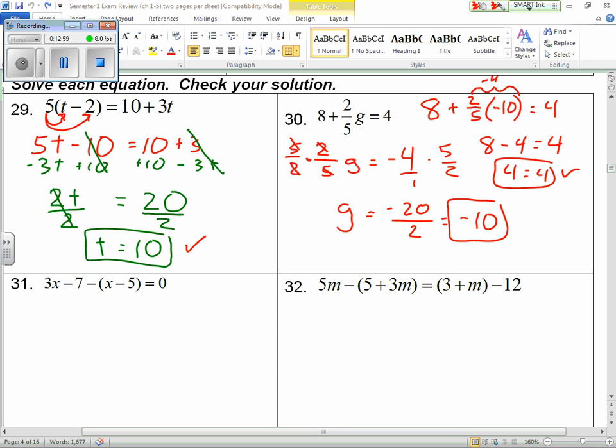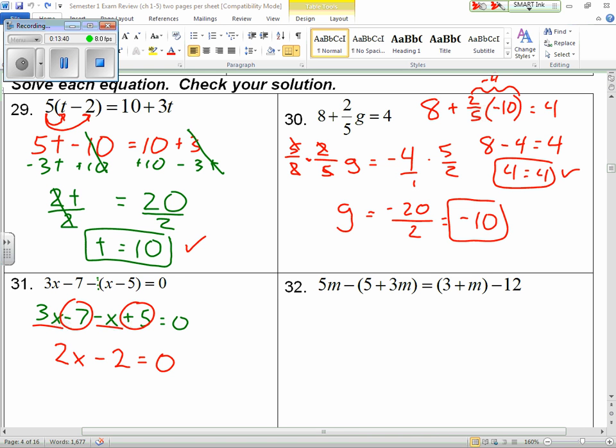Okay, 31. Again, we need to get rid of the parentheses first, so we need to distribute this negative sign to the terms inside the parentheses. We get 3x minus 7 minus x, and then a -1 times a -5 would be a +5, so plus 5 equals 0. Combine our like terms over here. I have a -x and a 3x. That leaves me with 2x. A -7 and a +5 leaves me with a -2. That's still equal to 0.